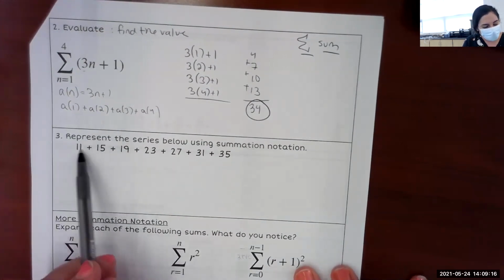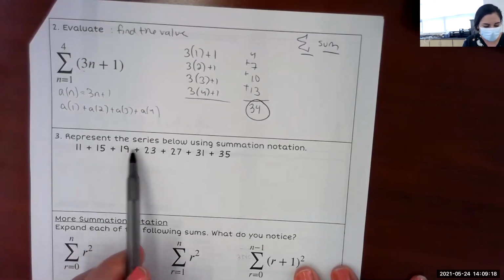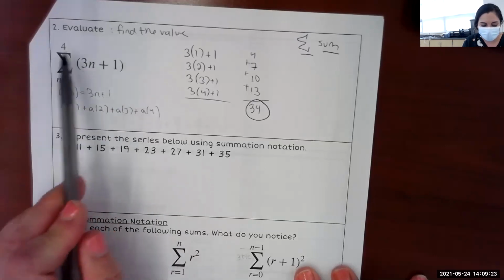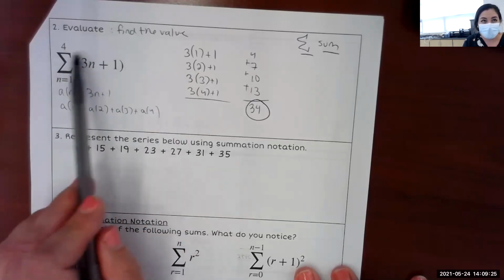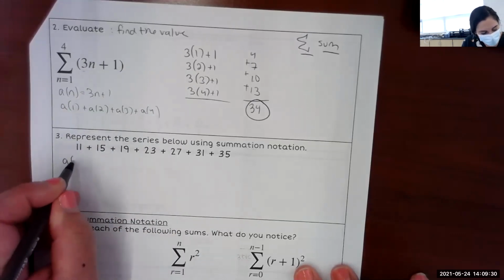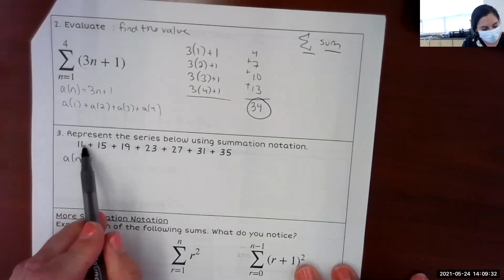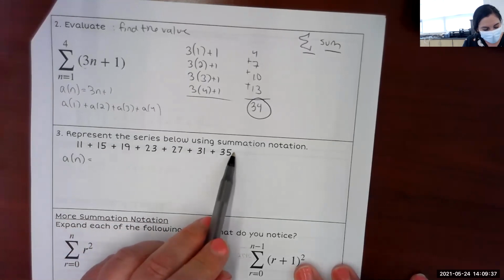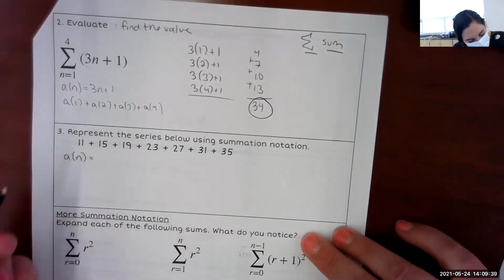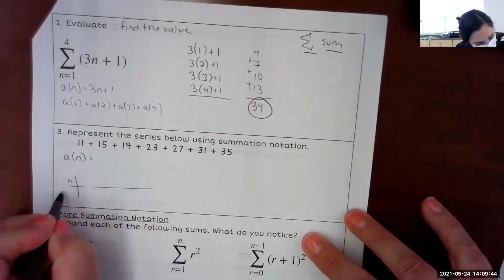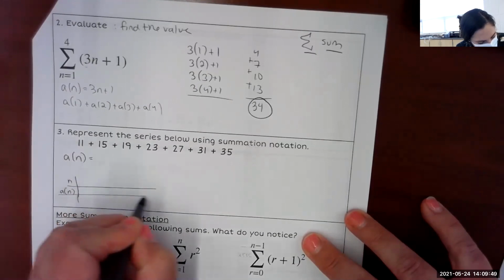And then again, we can go the other direction. If we have 11, 15, 19, 23, 27, 31, and 35, how do we rewrite that into sigma notation? So we have to come up with a formula. So what's a of n? Well, let's see, this is an arithmetic sequence, has a common difference of 4, right? So you can make a table if you want, if that makes it easier, right? So your n and then your a of n, okay?